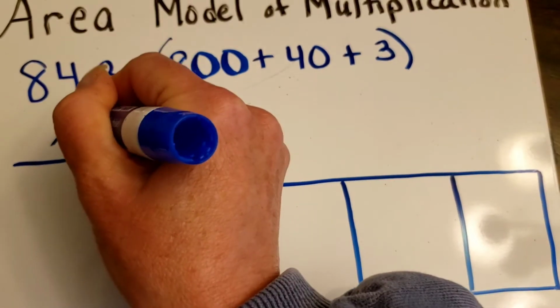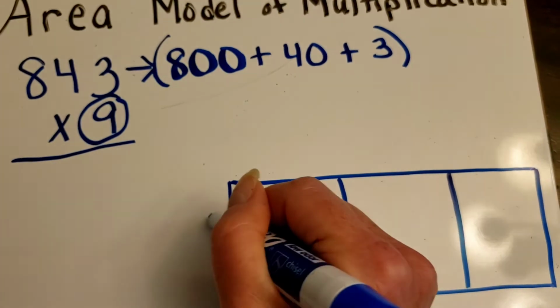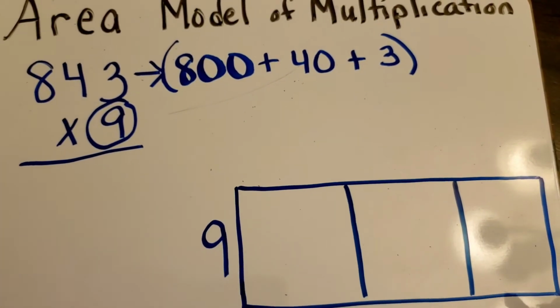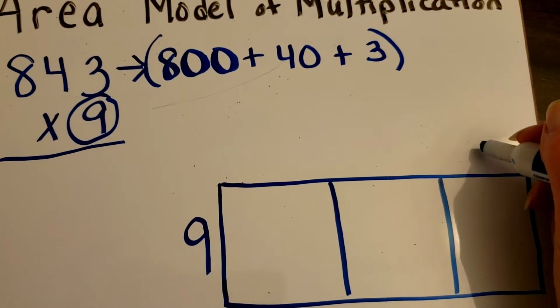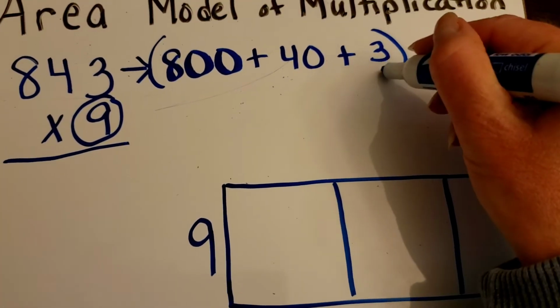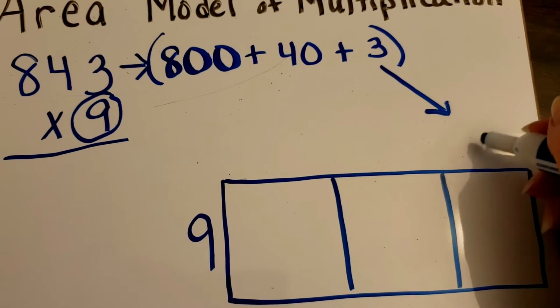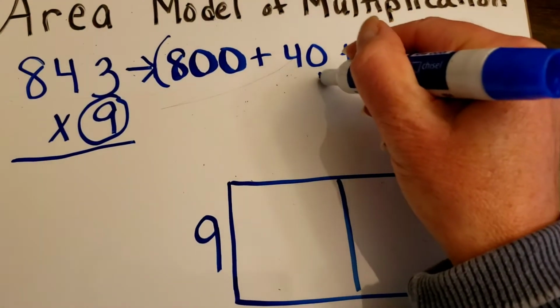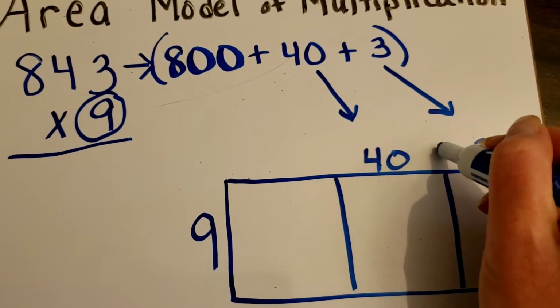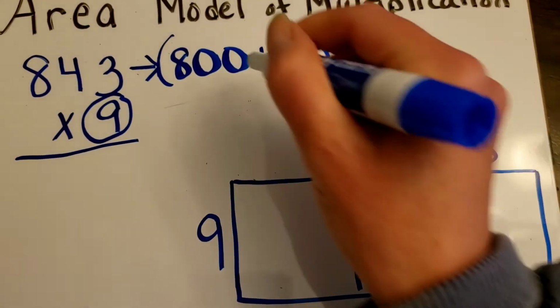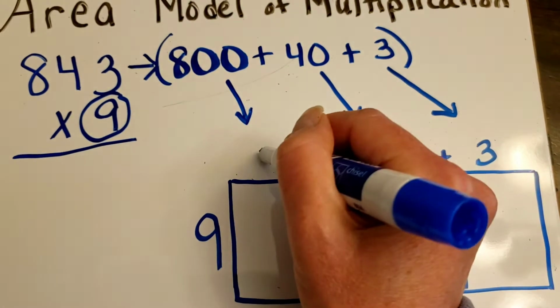We're going to take the 9, the single digit number, and put it on the left. Then we're going to take each part of the place value up from 843 down below. We're going to bring the 3 all the way to the right, the 40, the 4 tens, in the middle, and we're going to bring the 800 down on the left.